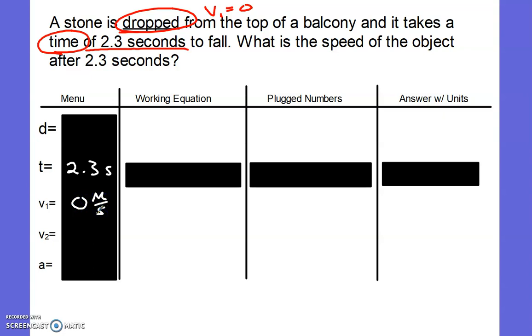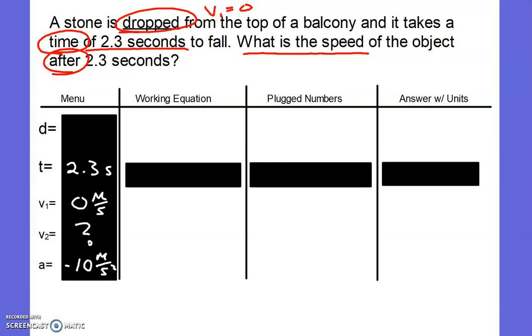The last number that we know is from it moving through the air. We said when an object is moving through the air, it accelerates at -10 meters per second squared. So our acceleration is -10 meters per second squared. We want to figure out what is the speed after 2.3 seconds. So what is the speed after? That means that we are looking for v2, the speed at the end, after.